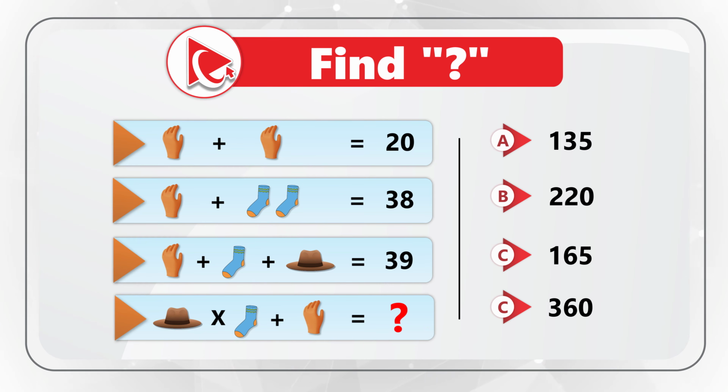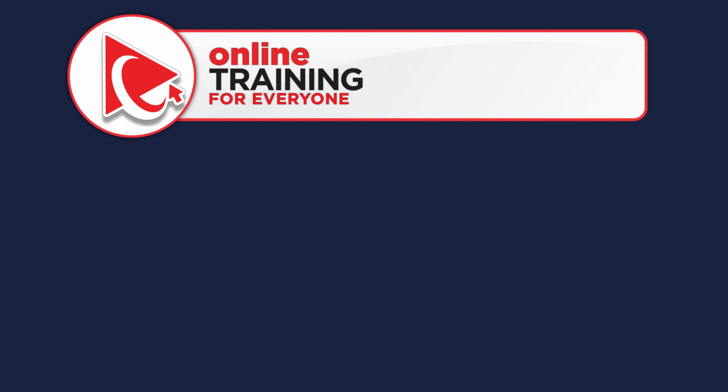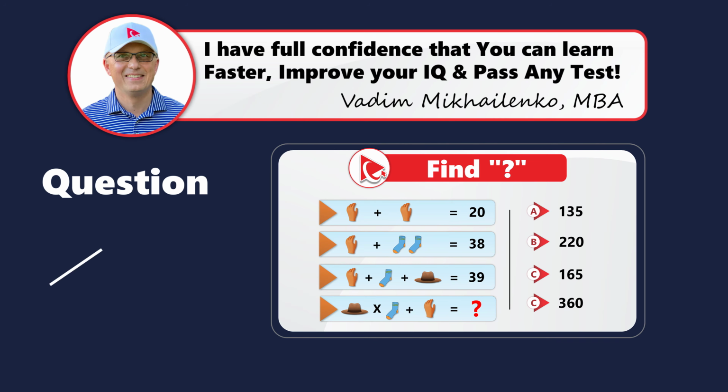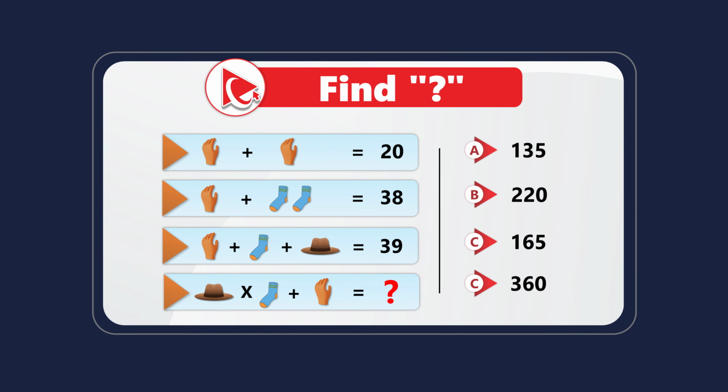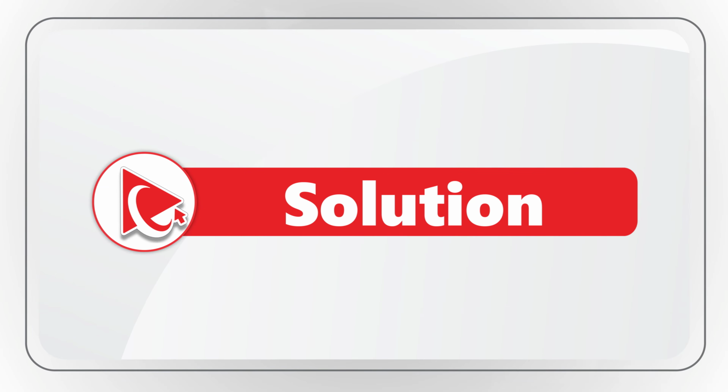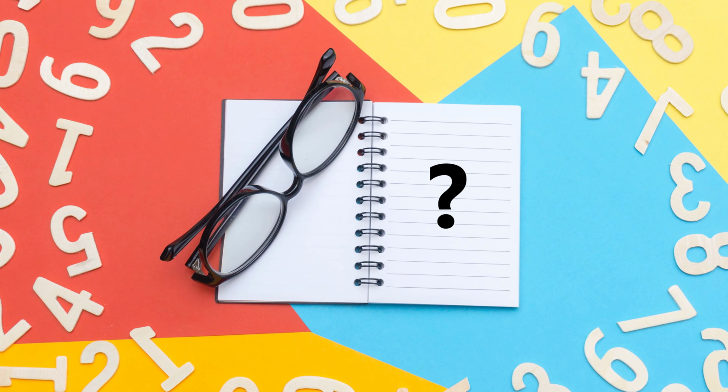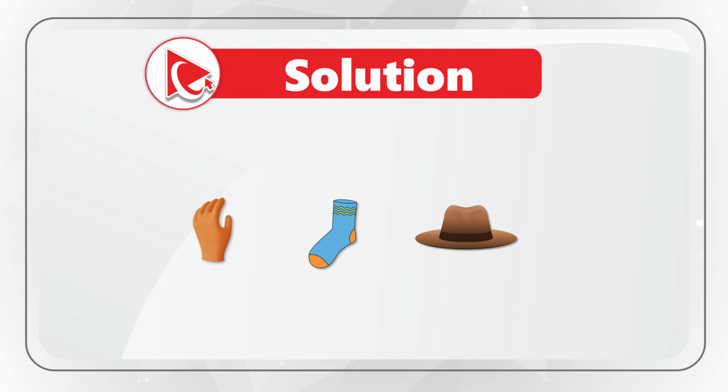Take a close look to see if you can use your mental powers to calculate the missing number. On my end, I am moving forward to share with you my version of the solution. And if you have a better way to solve it by using your mental powers, please make sure to share in comments. Obviously, to solve this challenge, you need to find the numbers associated with each object: for glove, for sock, and for the hat.